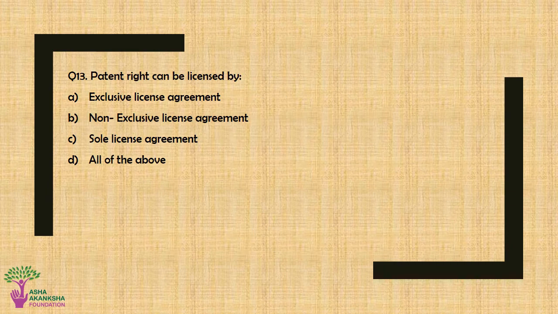Question number 13. Patent right can be licensed by Option A, exclusive license agreement. Option B, non-exclusive license agreement. Option C, sole license agreement. Or Option D, all of the above. The correct answer for this question is Option D, all of the above.